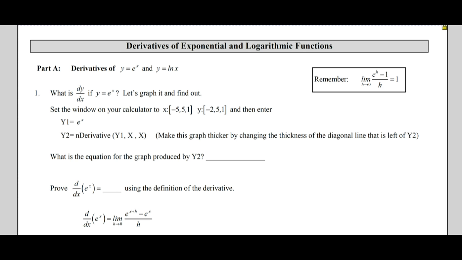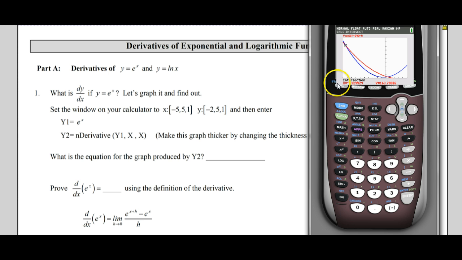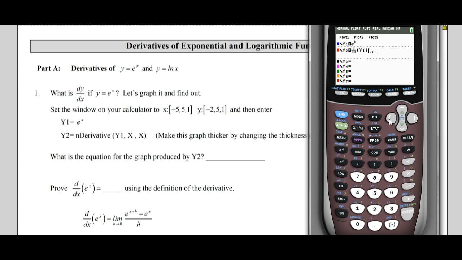Set the window on your calculator. Are you ready? Window calculator. Turn on. Y equals. I'm just going to close this calculator and reopen it. Okay. So here we're going to put in x equals x, which is just going to graph the derivative.